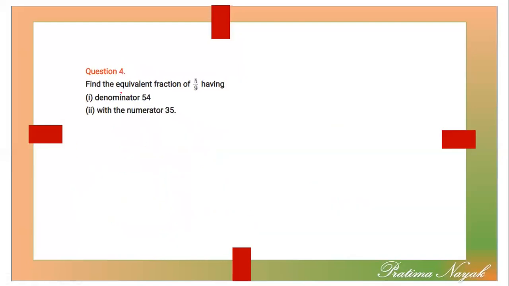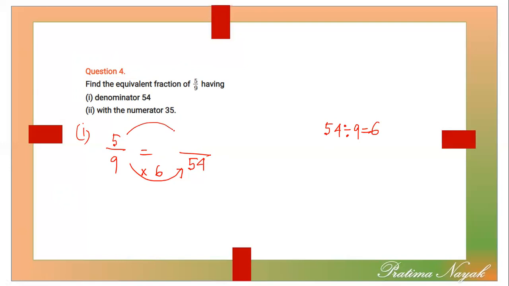Question number 4. Find the equivalent fraction of 5 by 9. 5 by 9 is there. You have to make the denominator 54. Think of what is multiplied here, or how to get 54 from 9. That means by dividing 54 by 9, I'm getting 6. So if you multiply 9 by 6, you will get 54.